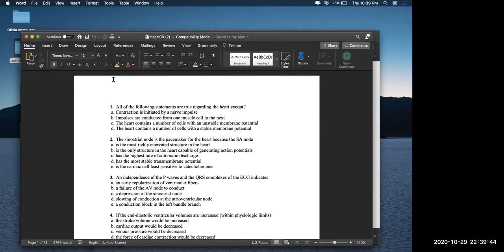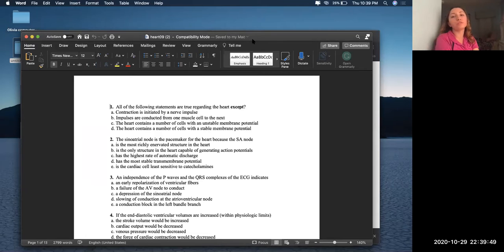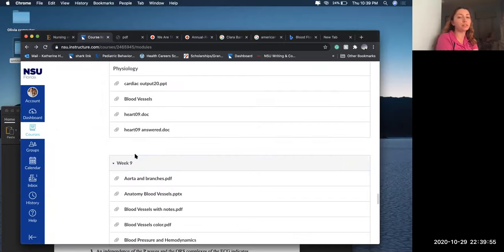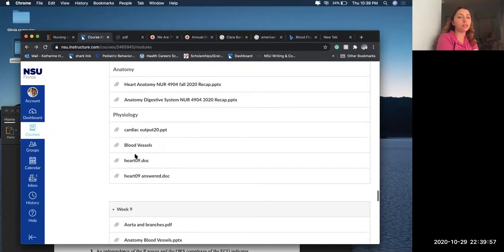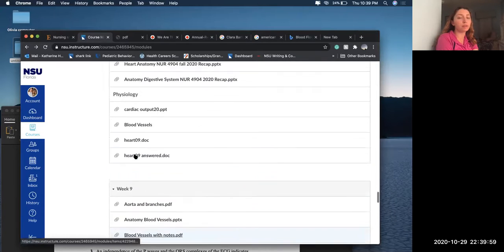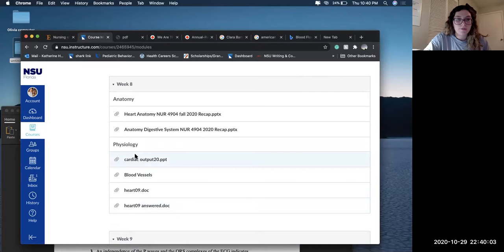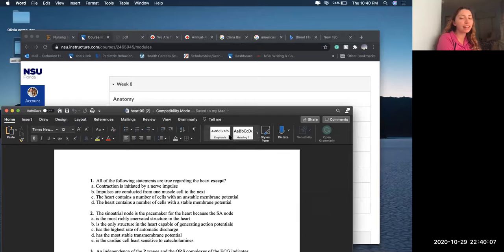Where do you find this sheet? Oh, okay. So if you go to your modules and then you go to, I think it's week 8, sorry. There are so many questions on here. It's not that bad. Don't get scared or intimidated. If we don't get through it tonight, it depends how late you want to stay up. Last week we stayed up till 12:30.